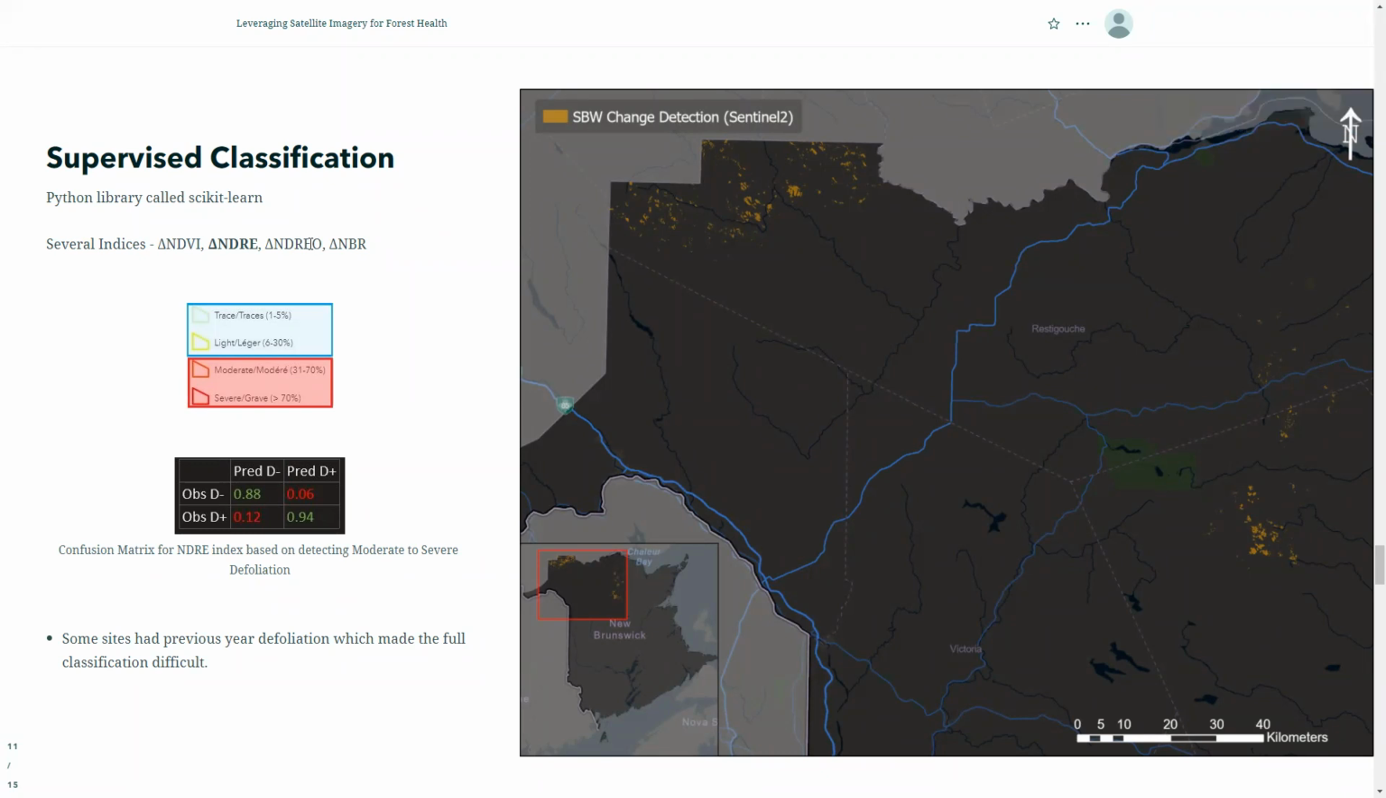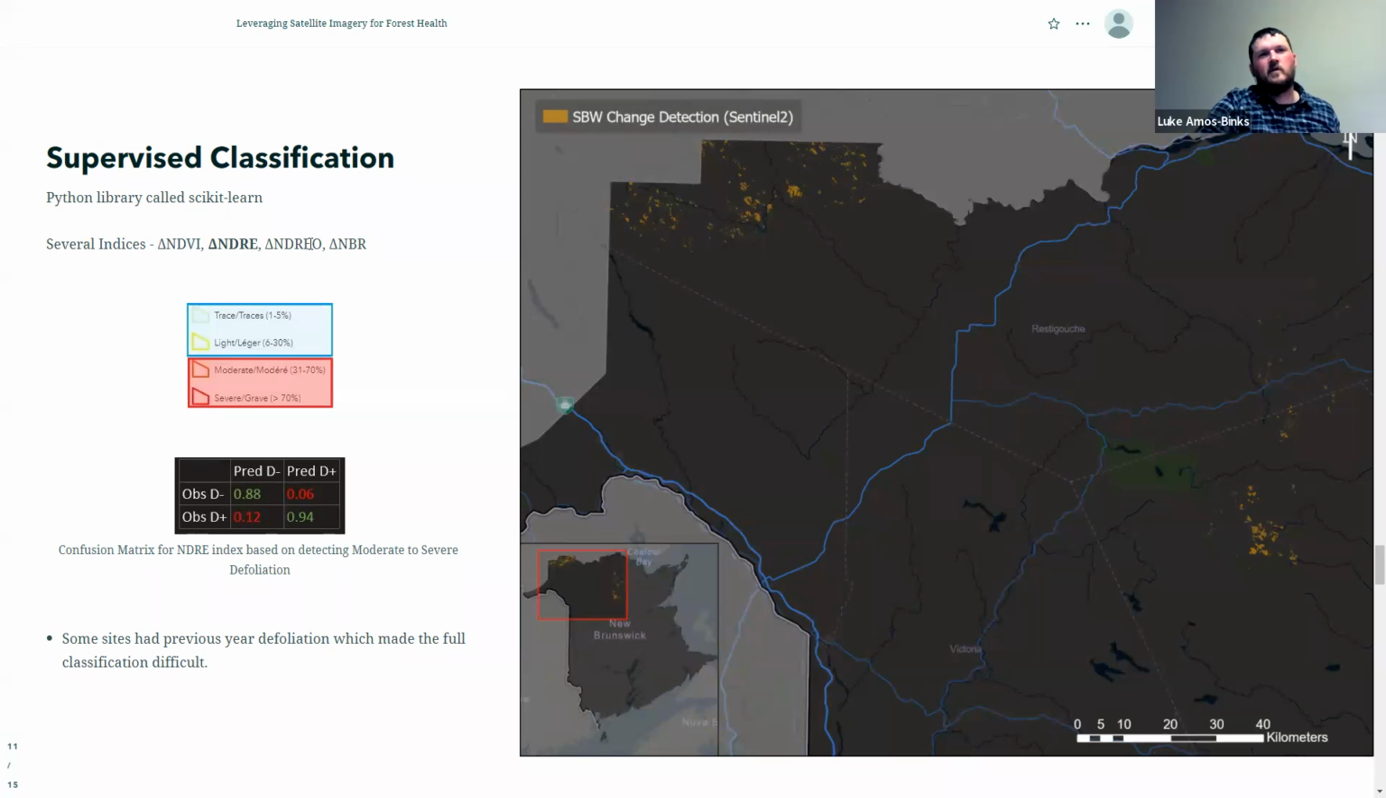Thanks, Luke. We've got a question from Stephen Mayer. Hi, great presentation. I'm just wondering about lighter defoliation and how well this method detects defoliation prior to the mortality stage or red stage. Can you detect it earlier, and how severe does it have to be before you pick it up?